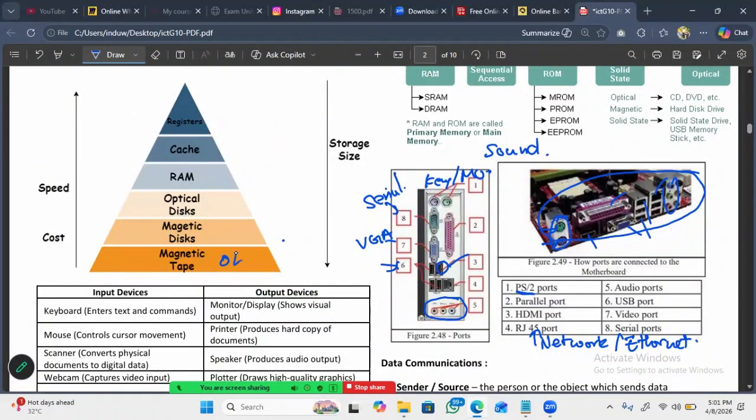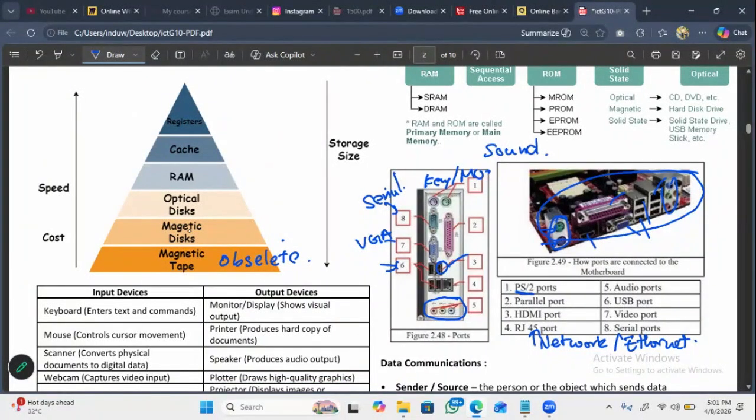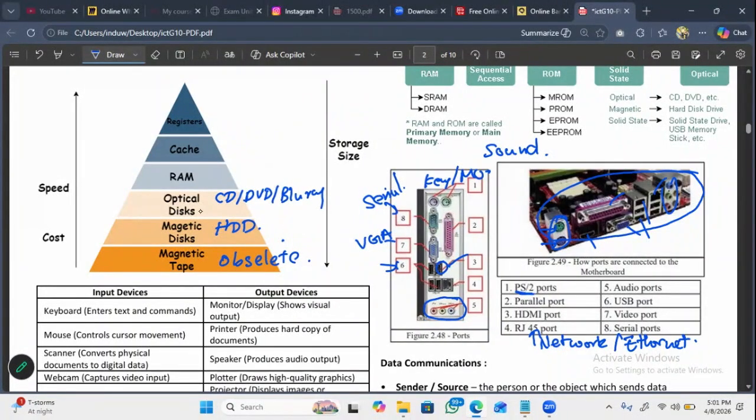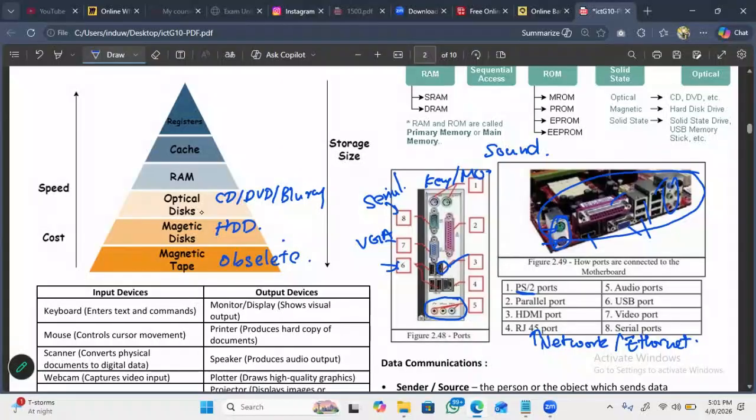So now we should mark the obsolete things. Here, magnetic tapes are obsolete. Obsolete means we are not using those things. Magnetic discs means HDD. Optical discs are CD, DVD, Blu-ray. So we have writable and rewritable CD, DVD, Blu-ray. Writable means just a W. Rewritable means RW, like DVD-RW. Rewritable means you can write it again, rewrite the data. So like that, it can be applied for all three.